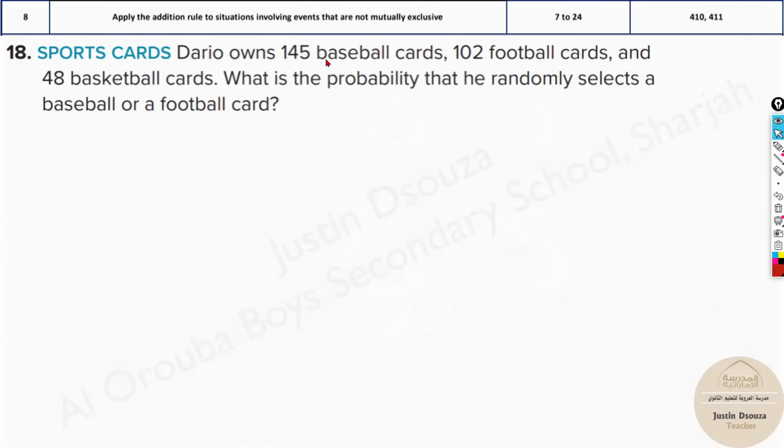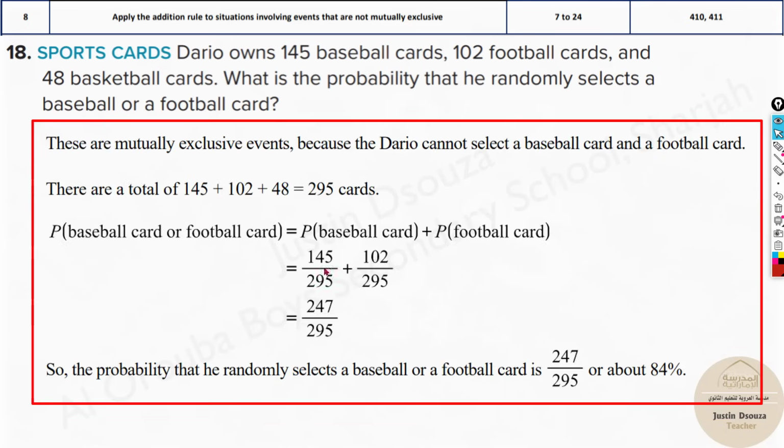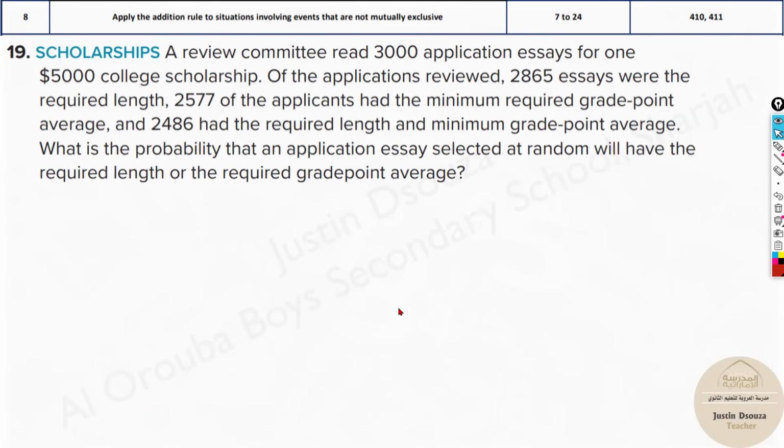Here, Dario owns 145 baseball cards, 102 football cards, and 48 basketball cards. What is the probability that he randomly selects a baseball or football card? Now here, you can see these are mutually exclusive. You can't have a baseball card and a football card that is common. They're separate. So you have to just do 145 divided by the total cards. You should just add them all up, and then baseball or football, right? So football, 102 divided by the total cards. So 145 by total cards are 295, adding all these three numbers, and then same thing with 102 by 295.